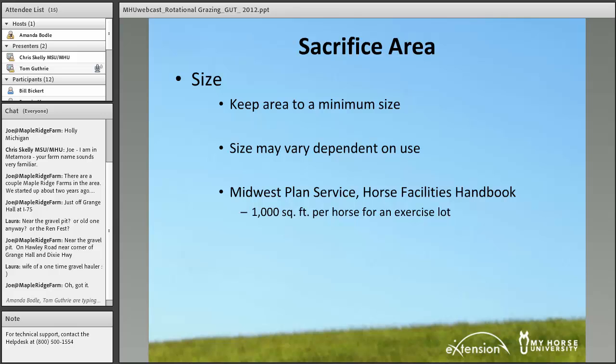If we look at the size, we want to try to keep the lot size to a minimum. Lot sizes may vary depending on the length of time and how they are used. The Midwest Plan Service Horse Facilities Handbook recommends providing at least 1,000 square foot per horse for an exercise area.